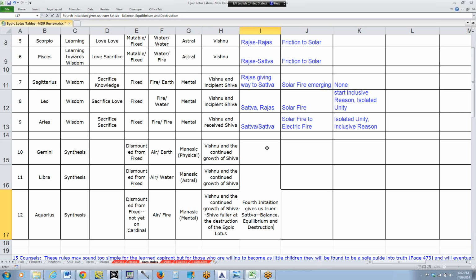So we can just say of these synthesis petals moving towards truer sattva, and the same here, moving towards truer sattva. And I suppose we could put in the subcategories, you know, sattva sub tamas, sattva sub rajas, sattva sub sattva.